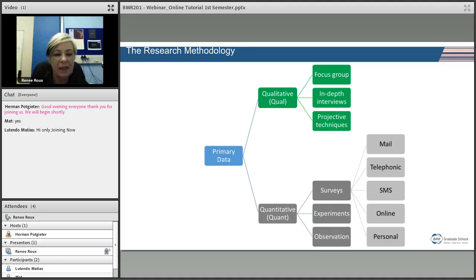And your surveys come in different formats. You can either send a questionnaire via the mail, you can do a survey over a telephone, you can do surveys via SMS, you can do web-based surveys, or you can have a personal interview where they do the survey.